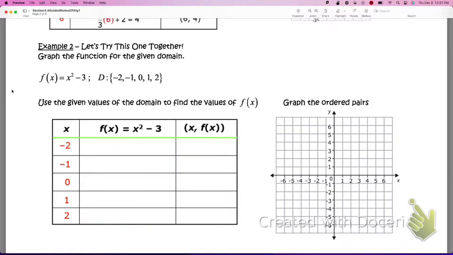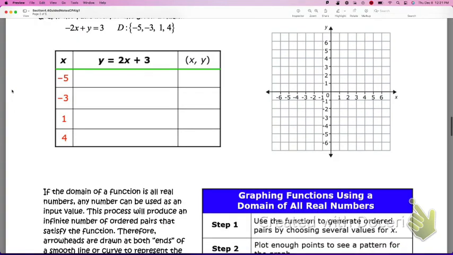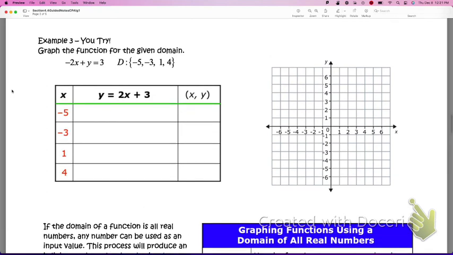All right, questions with that one? Does everybody have it? Did I get rid of it? We're okay? All right, see if you can do this one on your own. Okay. Get the y by itself. Oh, they already did it for you. That was nice of them. In the table.